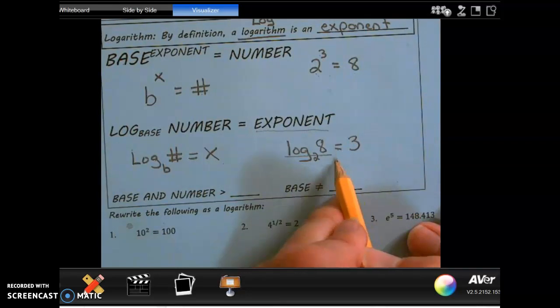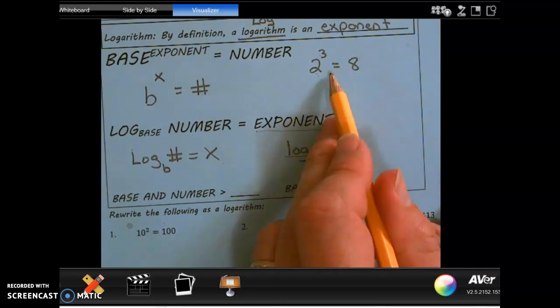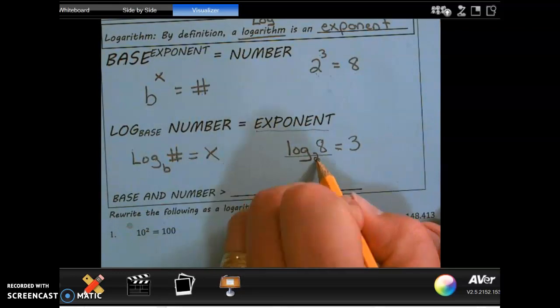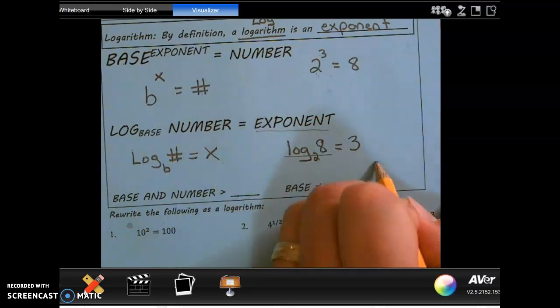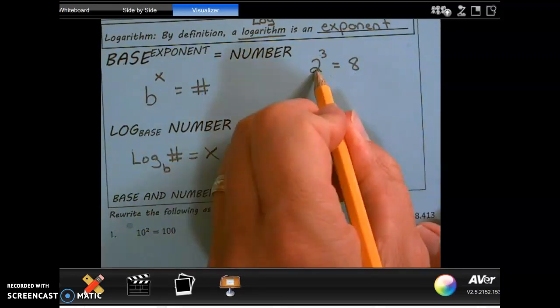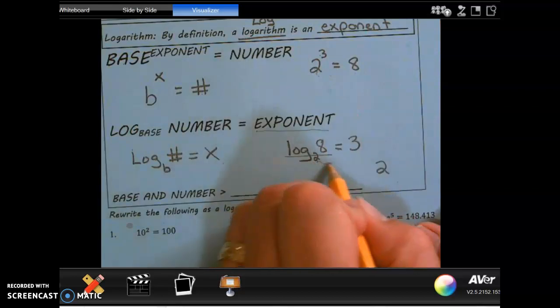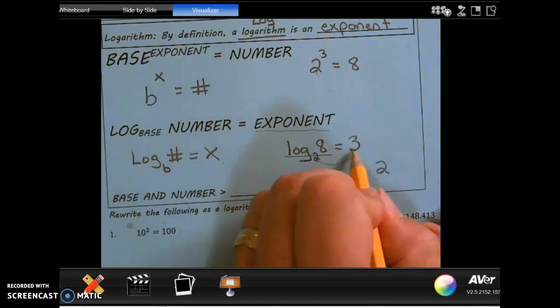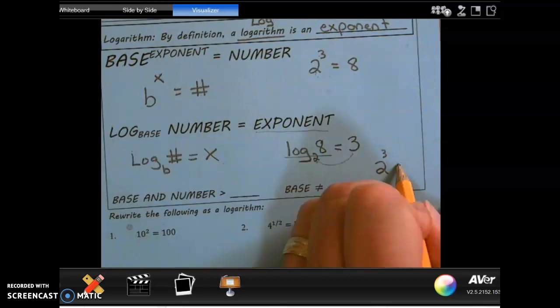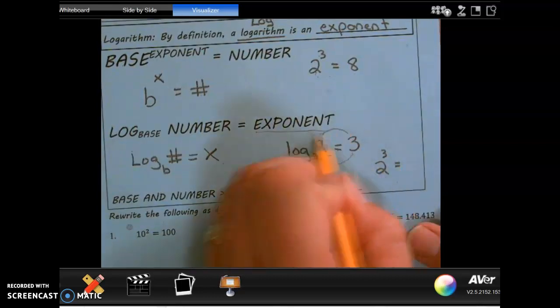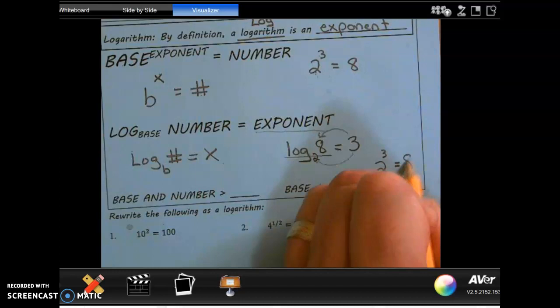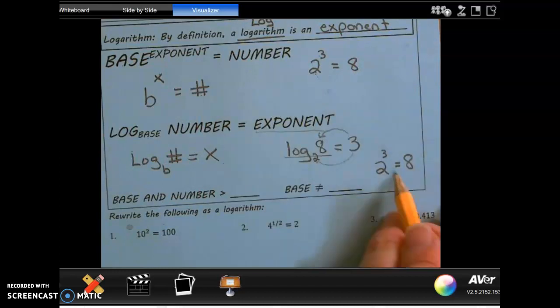And vice versa. If I wanted to go from here to here, we'd start here at the base, then we go kind of around in a circle, like I said. This is the exponent, equals the number. And now we're back to exponential form.